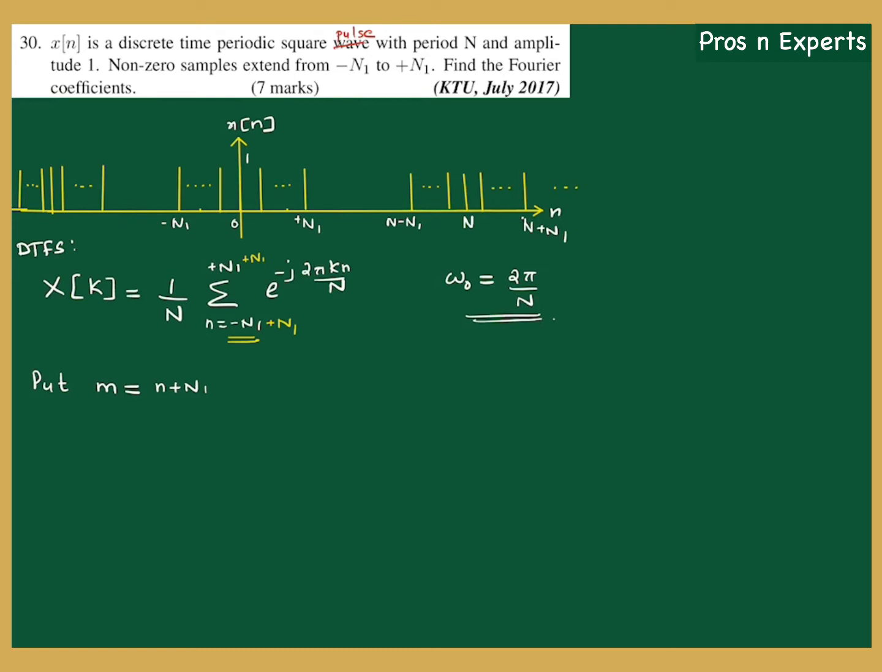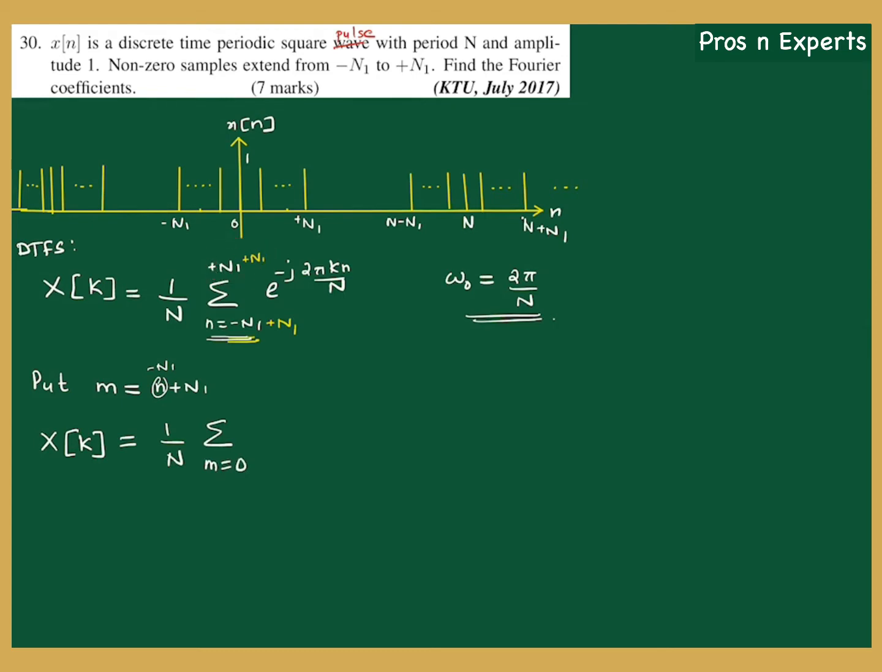So what happens to this summation is x of k equal to 1 by N sigma over, what is the value of m when n equal to minus N1? It will be 0. N equal to minus N1 means you put minus N1 here, you are getting m equal to 0. Up to, and what is this upper limit?